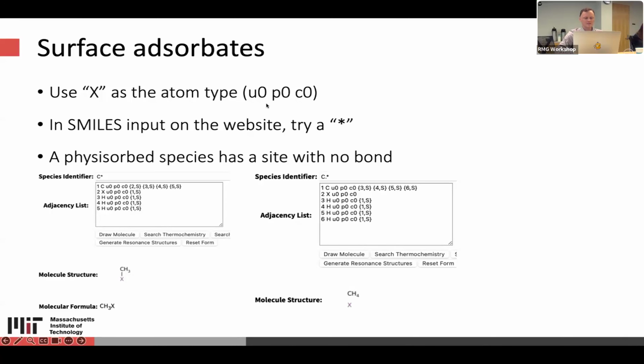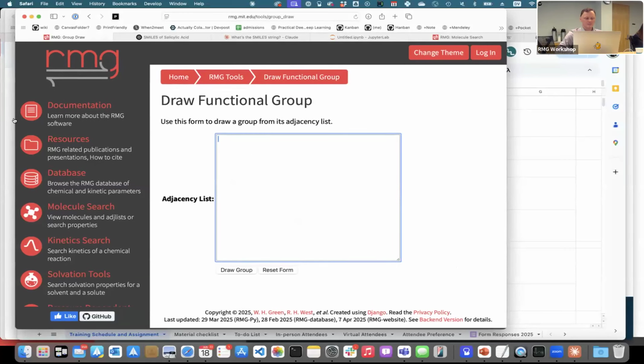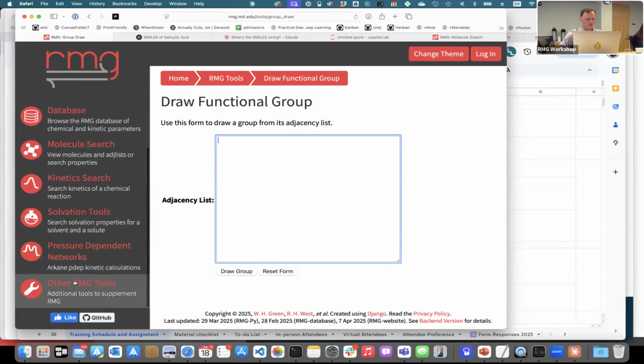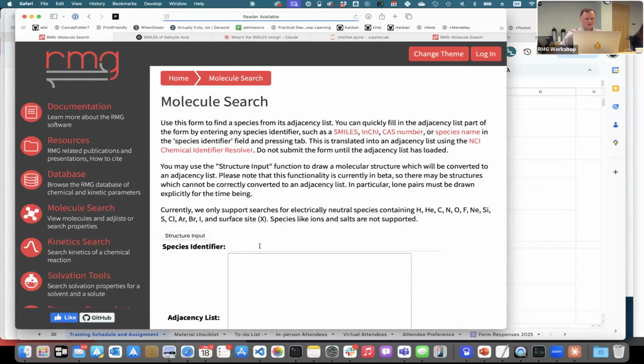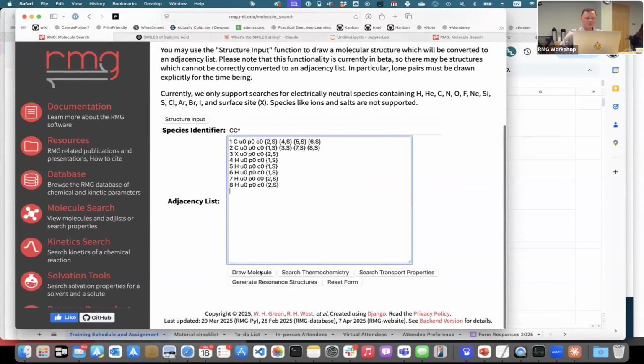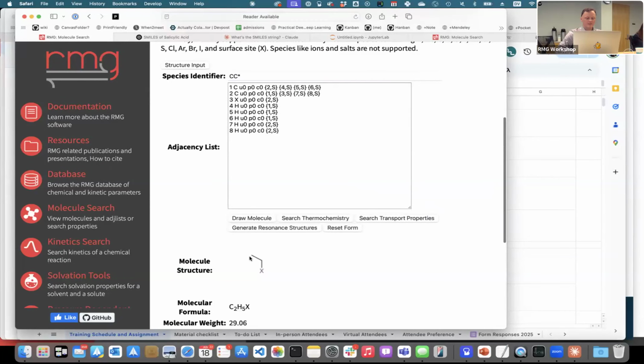In the SMILES string, you can try inputting a star. So in molecule search, if I do CC star, it's going to be ethane with an H removed, and so one of the hydrogens is replaced with an X.